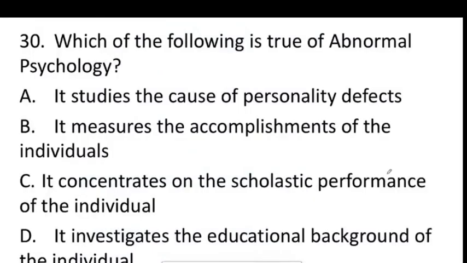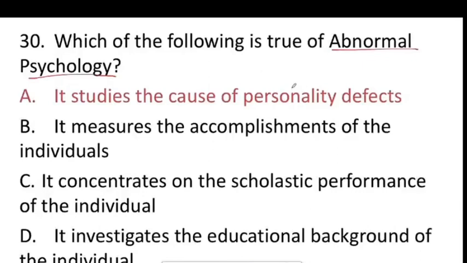Which of the following is true of abnormal psychology? Is it letter A, it studies the cause of personality defects? Letter B, it measures the accomplishments of the individuals. Letter C, it concentrates on the scholastic performance of the individual. Letter D, it investigates the educational background of the individual. We're talking of abnormal psychology here, and of course, I think it's pretty obvious. Your answer should be letter A, it studies the cause of personality defects.